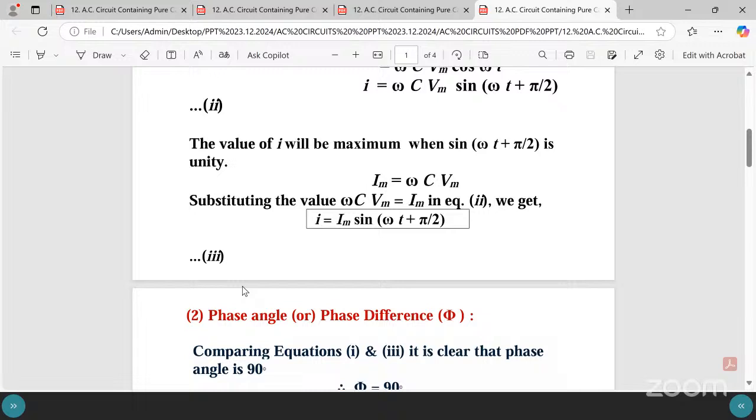Pure resistance, what is current? I is equal to Im sin omega t. Pure inductance, what is current? I is equal to Im sin omega t minus pi by 2. Pure capacitance, what is current? I is equal to Im sin omega t plus pi by 2.